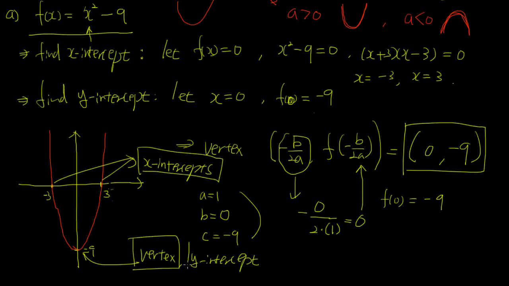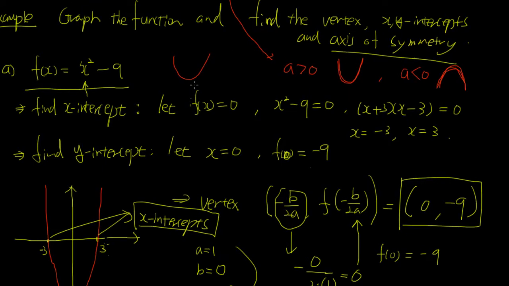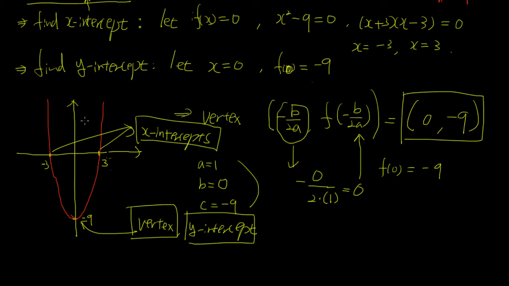Vertex and the y-intercept. So, there's only one thing that we still have to answer. That's axis of symmetry. What's axis of symmetry? Axis of symmetry is basically this line right here, right in the middle, that divides these two halves of the graph, so that if you fold around the axis of symmetry, the graph is going to be on top of each other. So, I'm referring to this line right there, right?